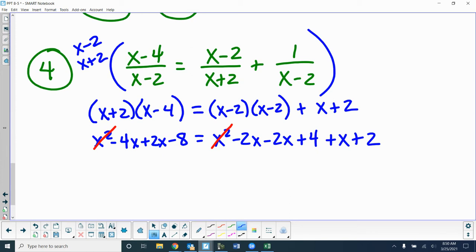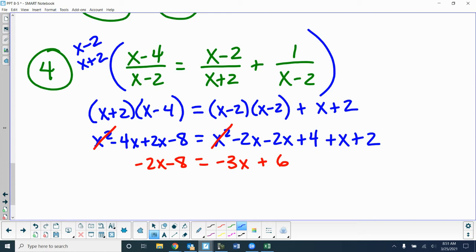All right, so I'm going to put these two x's together on this side. That's negative 2x. And I'm going to put negative 2 plus 1. So negative 4 plus 1 is negative 3x. And 4 plus 2 is 6. So I just combine like terms, make it look a little simpler.